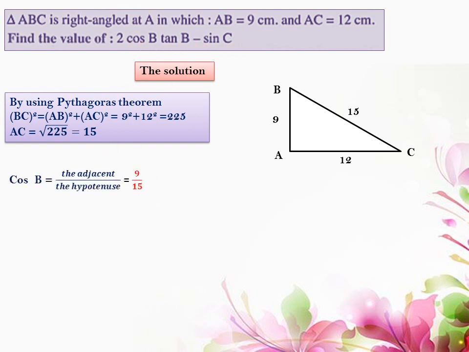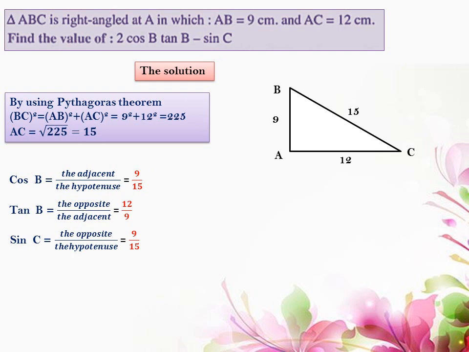Number 1, cosine B, adjacent over hypotenuse, 9 over 15. Secondly, tan B, opposite over adjacent, 12 over 9. The last ratio is sin C. Sin C here is opposite over hypotenuse, 9 over 15.